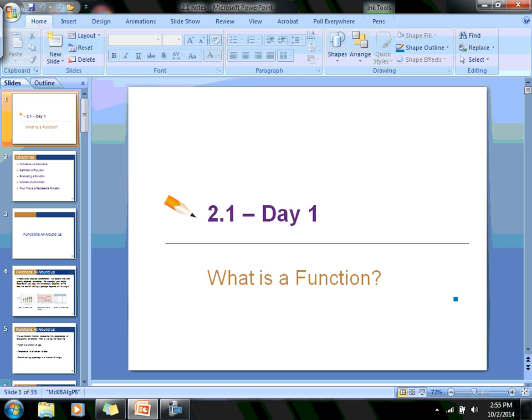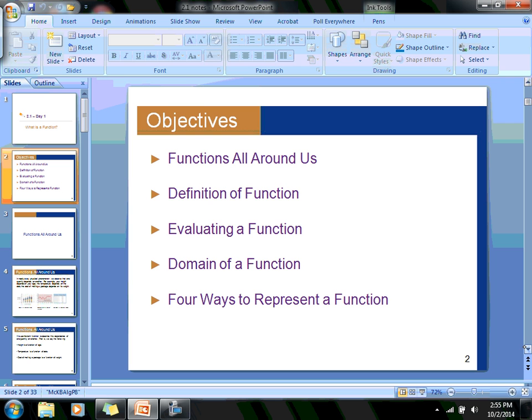These are the notes for section 2.1, day 1, entitled, What is a Function? And today we're going to talk about the first 3 objectives. We're going to talk about functions and how they are all around us in the real world. We'll define what a function is, and we'll evaluate functions. We'll talk a little bit about domain and range today, but not too much. We'll talk more about that tomorrow.